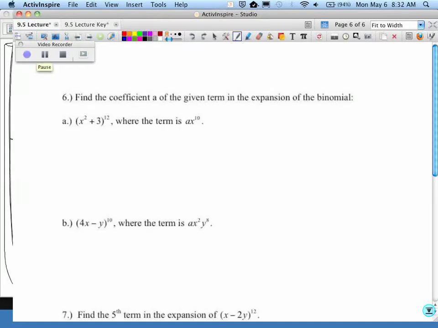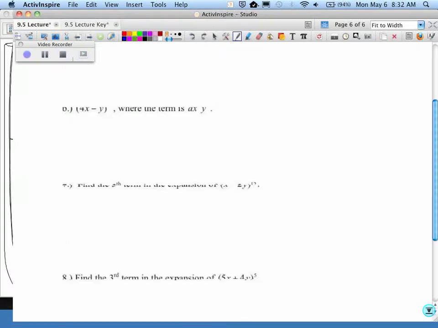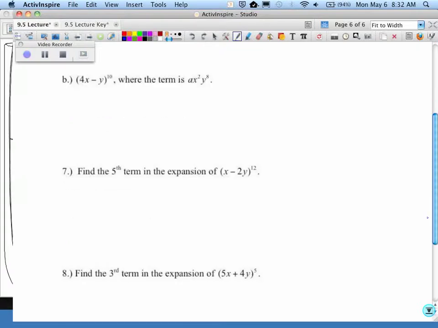I'm skipping 6A. We'll come back and do that problem in a second. Yes. We're going to go to 6B quickly. Here's an easy way for us to design problems to see if you know how to do an expansion without making you do all the work.